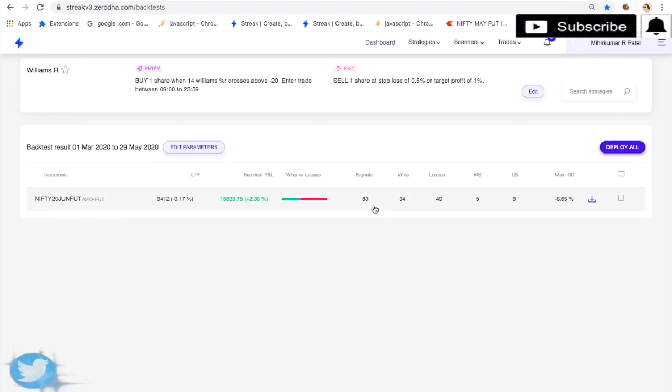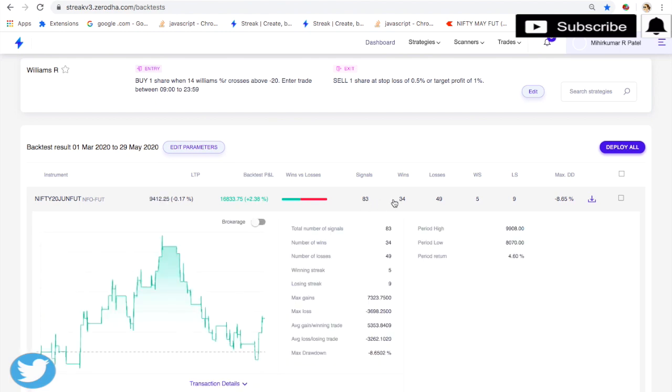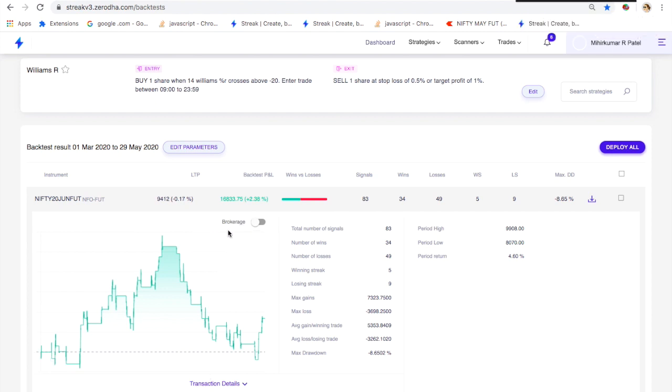So we can see 83 signals generated. Out of 83, 34 are wins and 49 are losses. So accuracy is around 40 to 45 percent. The profit is less compared to others. Normally it measures the high and low breakout over the last 14 candles.